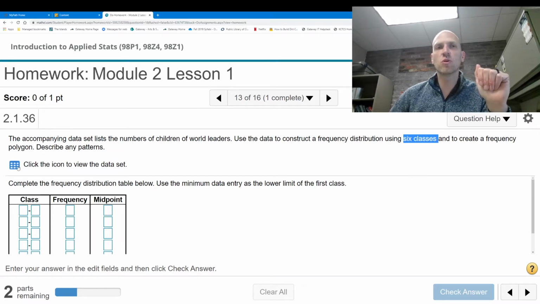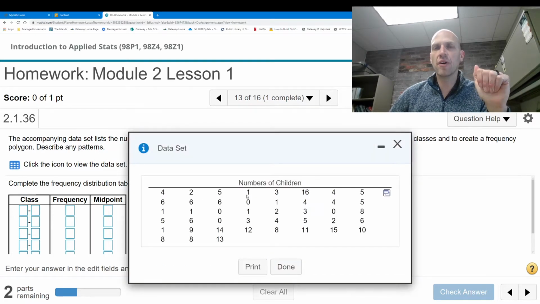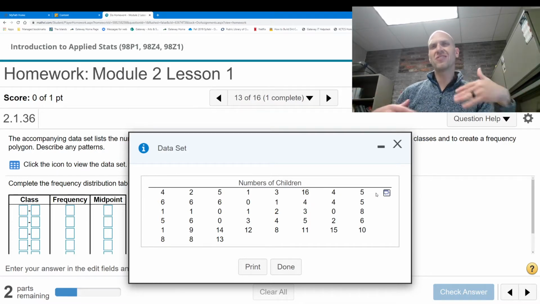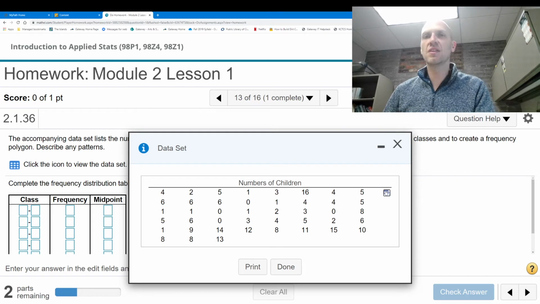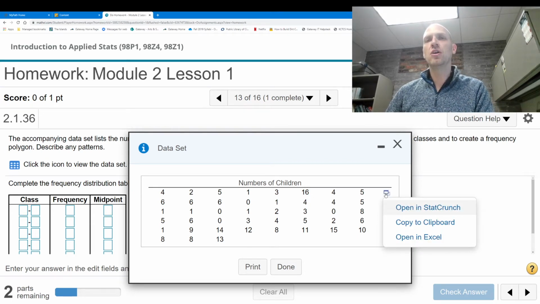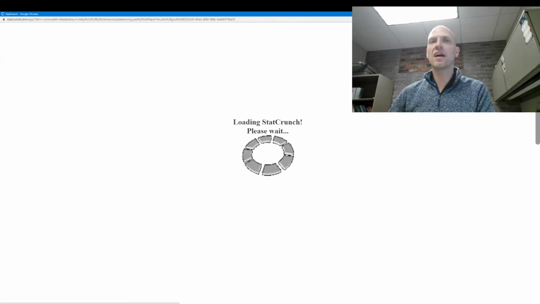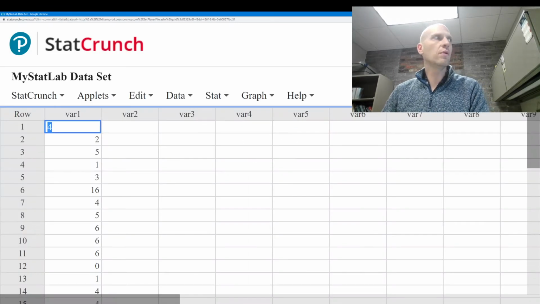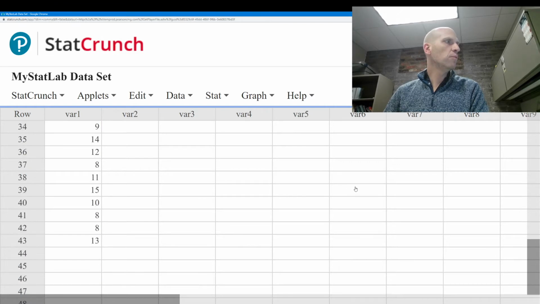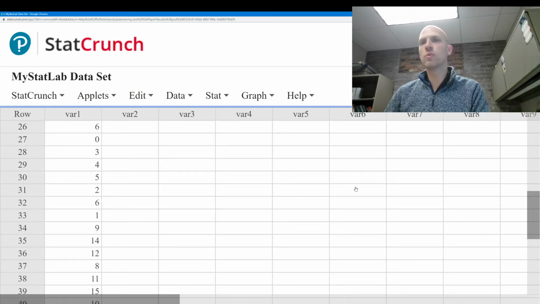So let's see these world leaders and how many kids they have. There it is. Let's make that data useful, because right now it's just a blob of numbers. Let's upload it in StatCrunch. By now, you know to click on the top right-hand box, open in StatCrunch. Let's see what we got here. We got 43 world leaders, a pretty good set.